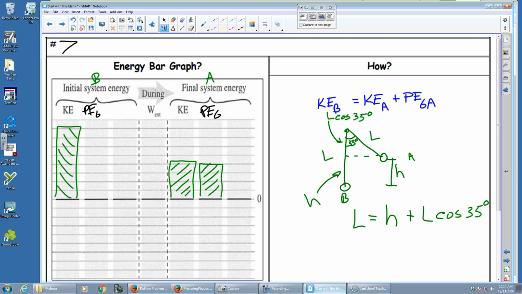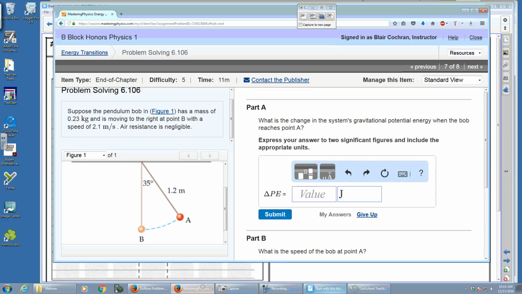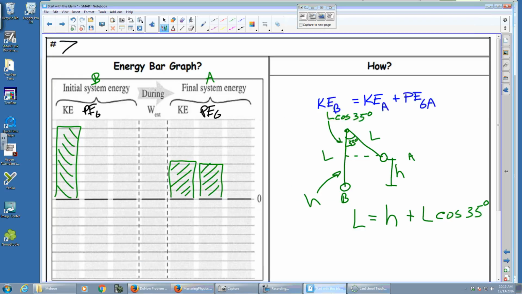That's a good question. Which measurement out of all this do we need? Which do we have? We need H. Do we have L? Do they tell us how long the string is? Yep, 1.2 meters. So I'm going to rearrange this and say that H equals L minus L cosine 35 degrees.